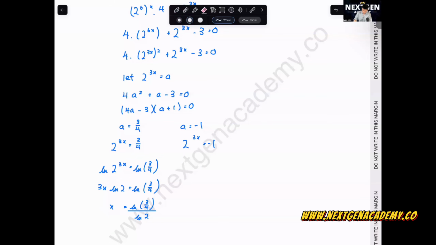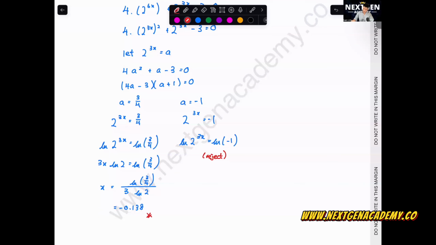Okay, this one I can straight away write divide by 3. Okay, so let's put here is over 3. Type in the calculator, ln 3 over 4 divided by 3 ln 2. Okay, we'll get x is negative 0.138. Okay, we're going to do the same thing for this one. Ln 2 to the power of 3x equals to ln negative 1. Can do or not? We cannot do a ln negative. So this one we reject. Okay, so the final answer is just this.